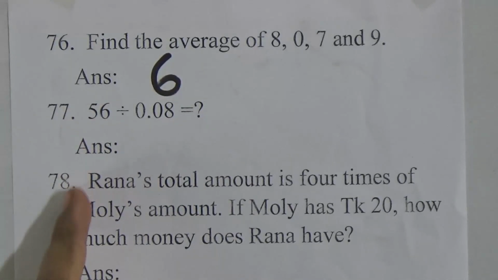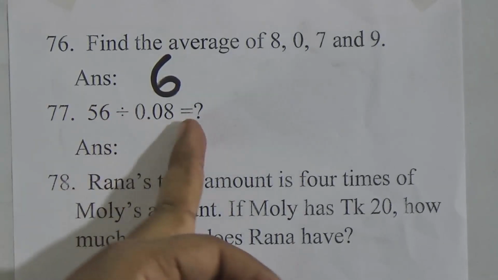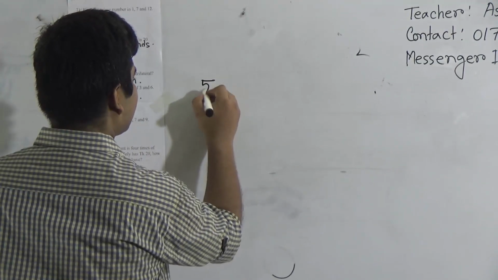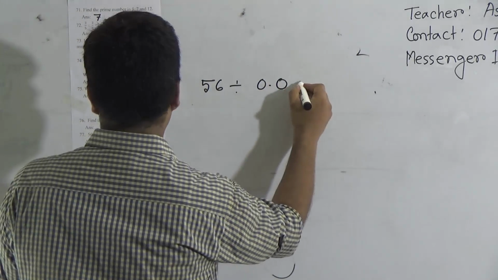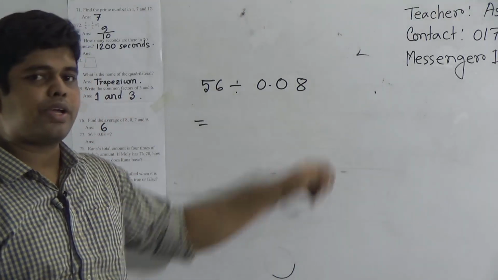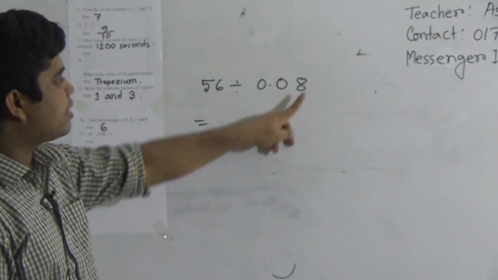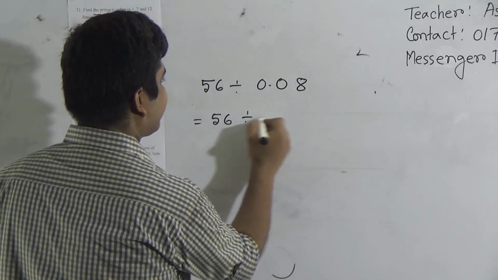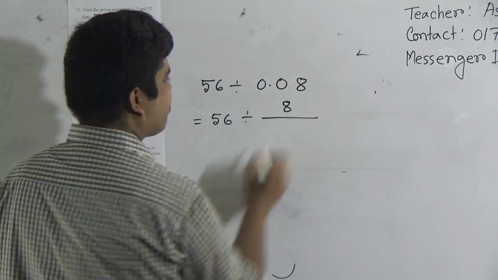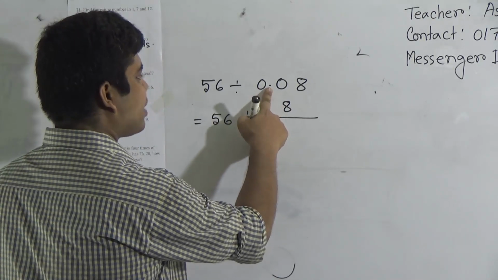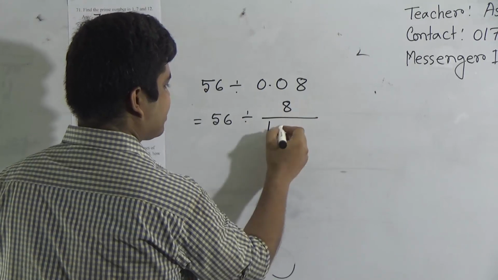Next, question number 77. We divide 56 by the decimal fraction. So at first we write here 56 divided by 0.08. My dear students, notice 56 divided by 0.08. We divide this number by using this number as a fraction. At first we convert this fraction. I write this number without the point, for this reason I write here 8. For this point I give here 1, and after the point there are 2 digits, for this reason I give here 100.